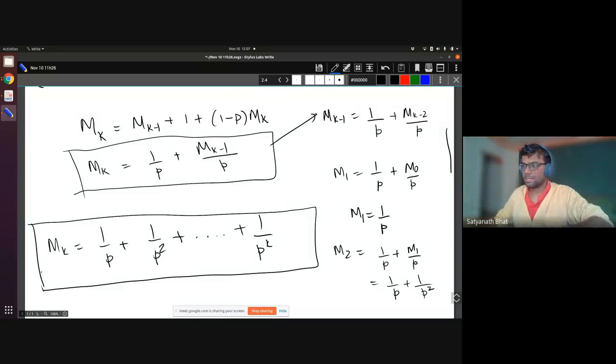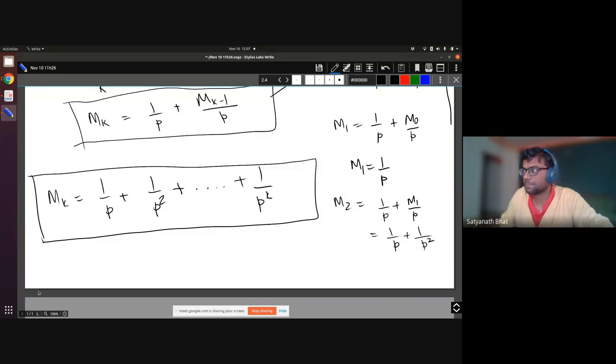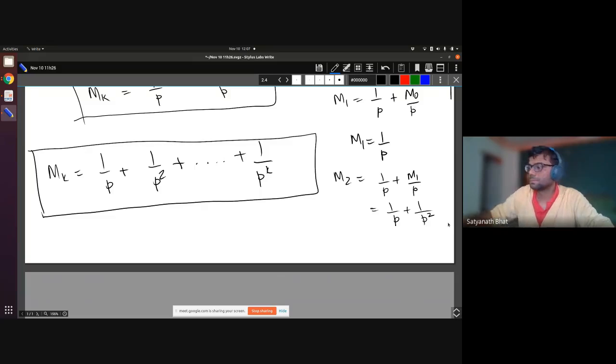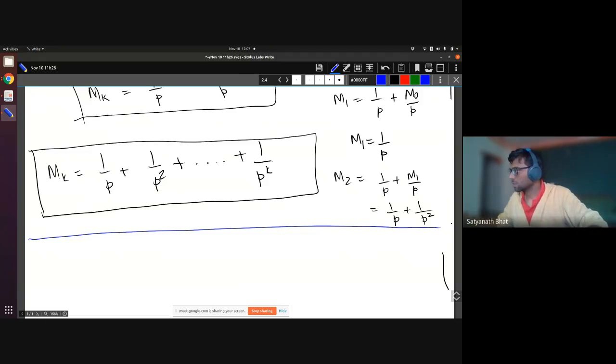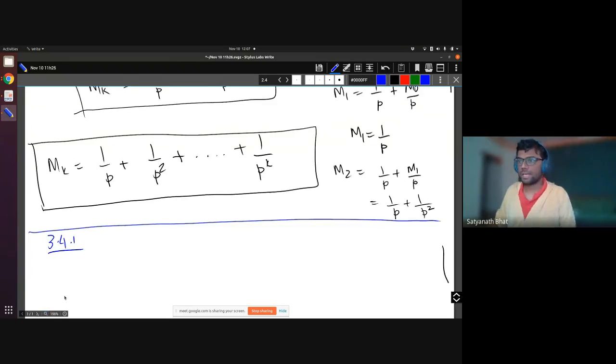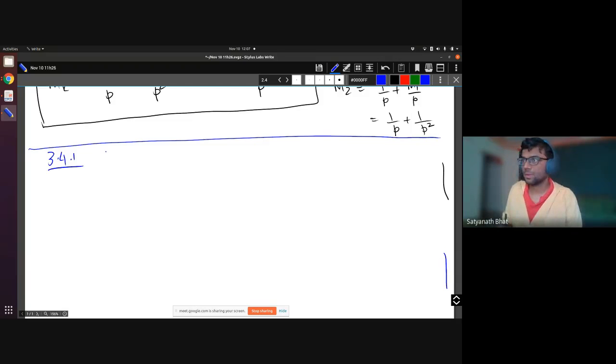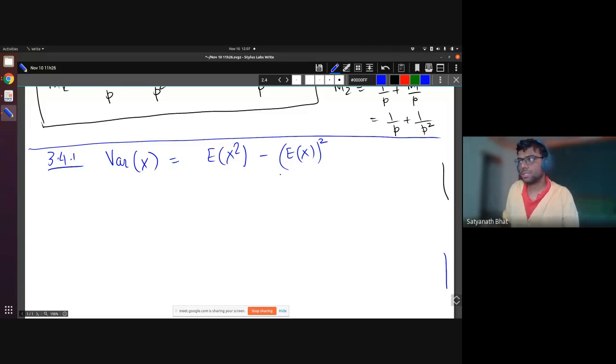Okay, so the next part is on variances. So we are going to go from here to variances. So if there are no questions, let's do that. All right. So now I'm talking about section 3.4.1. The first thing that we will do is recollect the formula of variance. Variance of X is expected value of X squared minus expected value of X, the whole thing squared. This is a number, so we are squaring this. So this is the formula of variance.